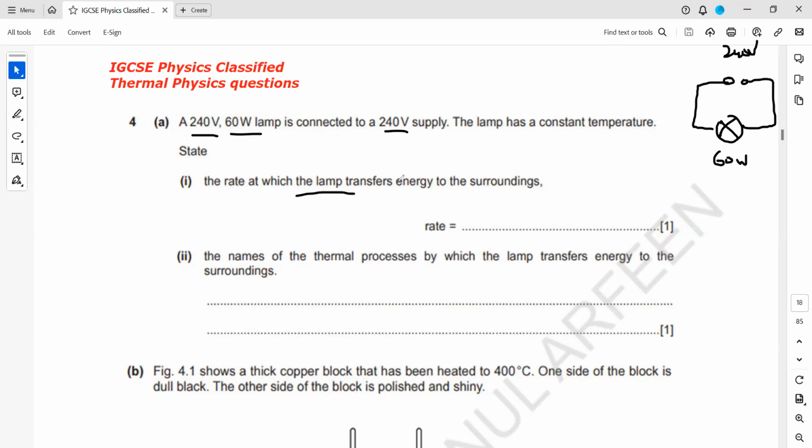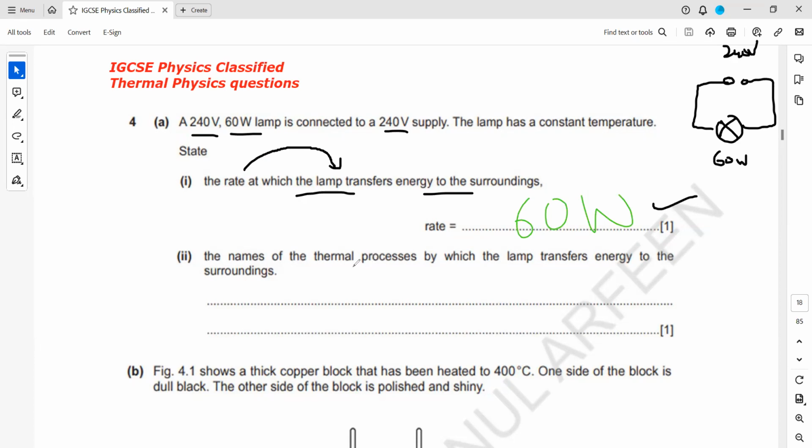The rate at which the lamp transfers energy to the surrounding. Rate of energy transfer is also called power. So the rate of energy transfer will also be 60 watts, because power refers to a rate of energy transfer. So the rate of energy transfer they ask about will be the same as 60.